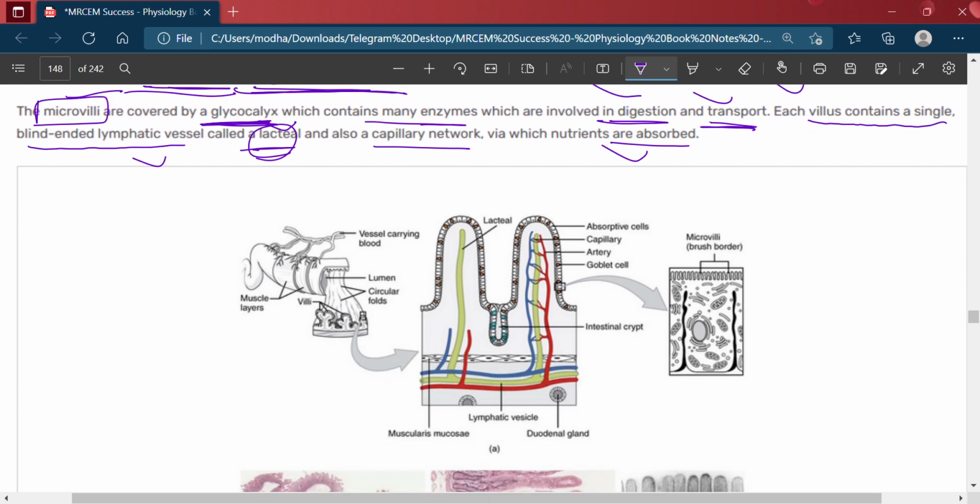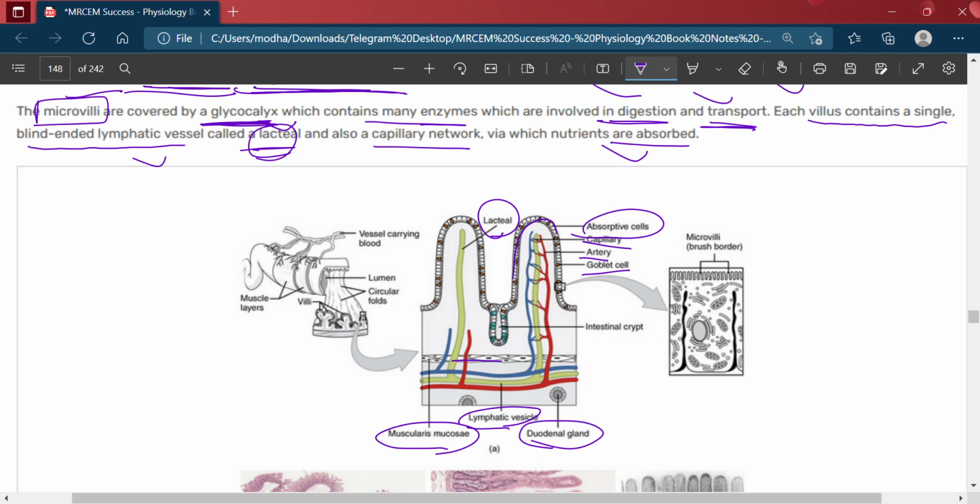This is the lymphatic vessel. This is the muscularis mucosa, and this is the duodenal gland. These are the blood vessels, and this is the lacteal. This is the villi, the absorptive centers. These are the capillary and artery.